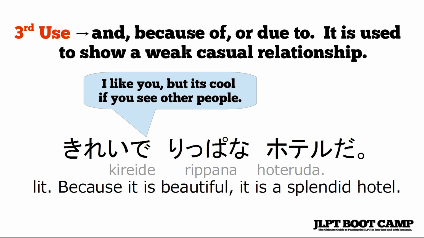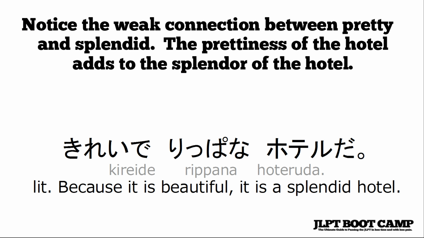Now for na adjectives, we would use de. So for example, this sentence: kirei de ripa na hoteru da. This has a loose meaning of because it's beautiful, it's a splendid hotel. It's not that exact meaning. It's a little looser than that. It's not a direct connection, but the beauty, kirei, or the prettiness is adding to the hotel. So you can notice the weak connection here between pretty and splendid. The prettiness of the hotel adds to the splendor of the hotel. Kirei is adding to ripa.